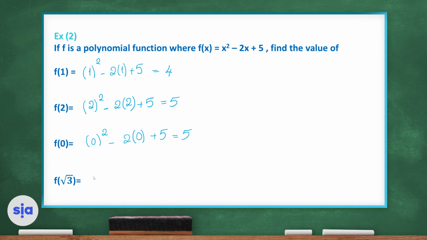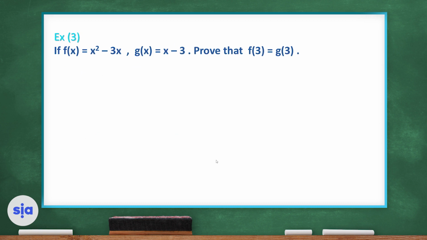And the last one, we replace the x by square root of 3. Square root of 3 all squared minus 2 times the square root of 3 plus 5. If you do your calculations, the answer will be 8 minus 2 square root of 3. Let's move on to a different idea.